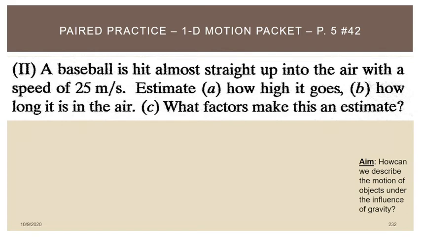This problem says to estimate because we are assuming that air resistance is not a factor here. But for a baseball, it probably is. And that's an important thing to realize. Now, for this problem, it says here the baseball is hit almost straight up into the air, and the first part is to find how high it goes. So let's address that now.